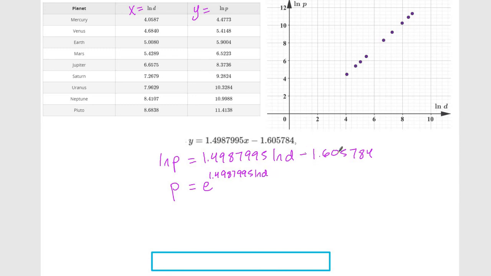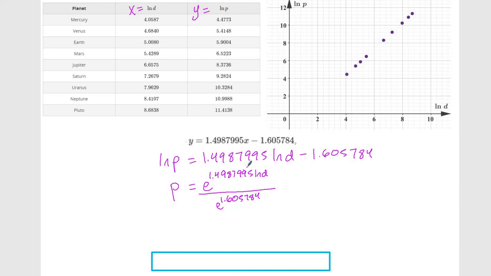Okay, and I don't like this minus part. So instead of putting it up here, I'm just going to put a division and get e to the 1.605784, right? Because when you subtract exponents, you're dividing them. So I'm getting closer because now I got a constant. Let's clean this up some more.